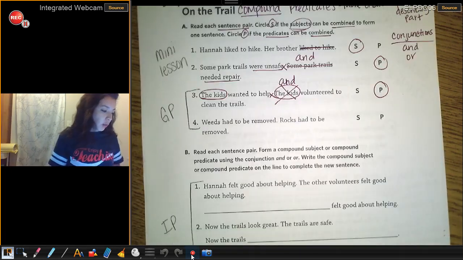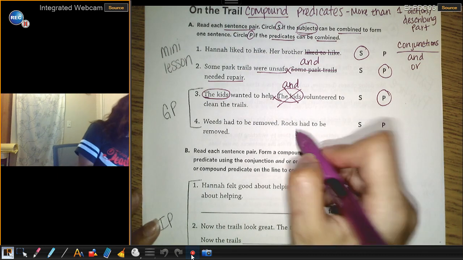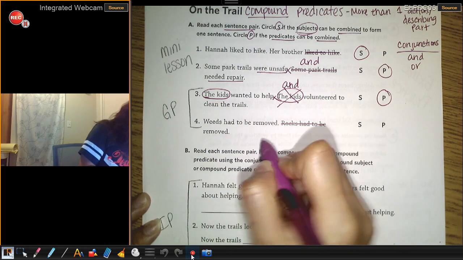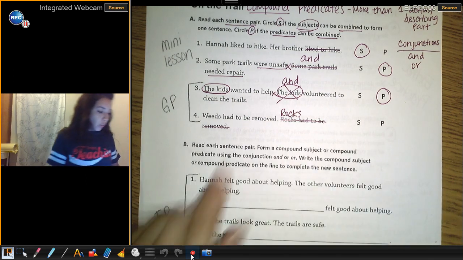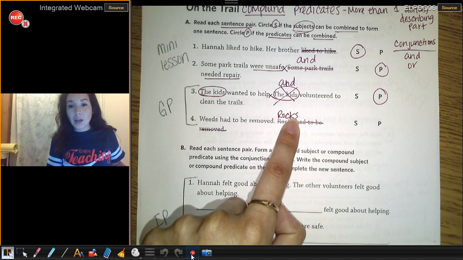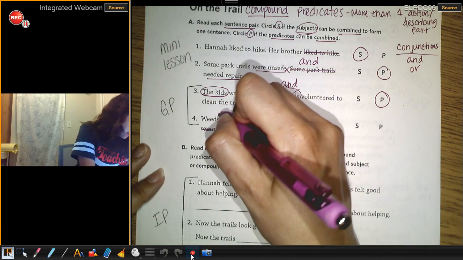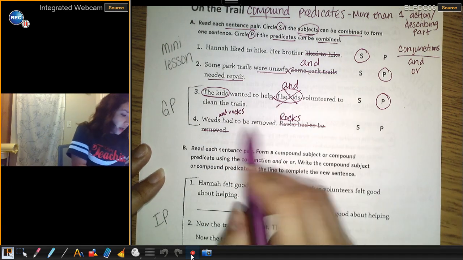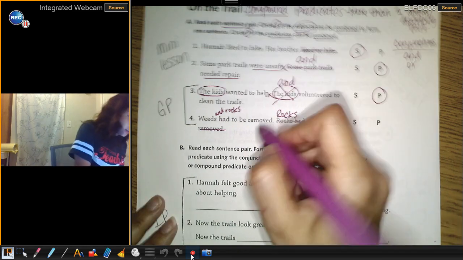Okay, number 4, let's read it together. Weeds had to be removed, rocks had to be removed. What do you see is repeating? Yep, had to be removed. So we have the same predicate, so we can combine the subjects and keep that predicate. So I could say weeds and rocks had to be removed, period. And that is creating a simple sentence.